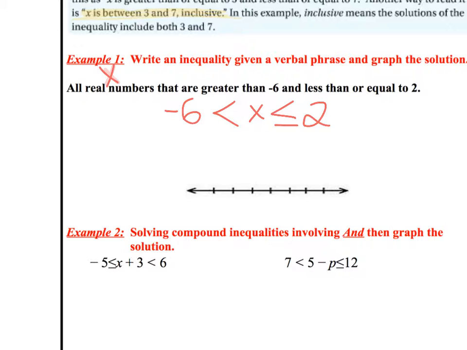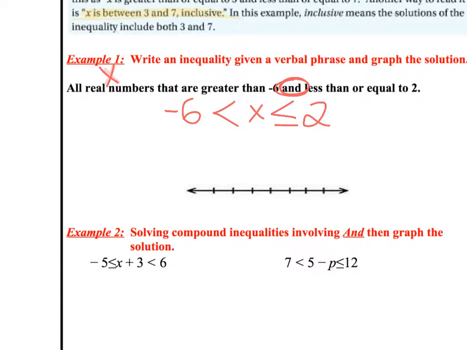So that says it all in one thing. We were able to write it like this because it said "and". Because it said "and", we can write it all in one, like in 3 parts. x is between -6 and 2. That's what we're saying. So we're going to graph it now.